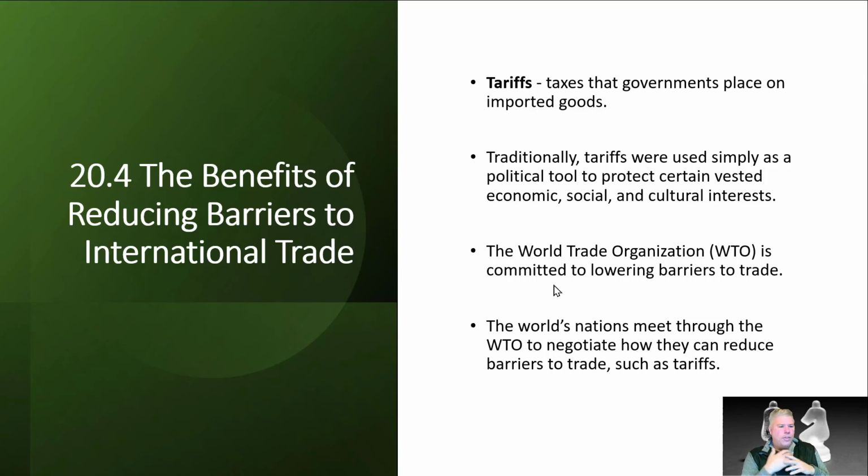The World Trade Organization, WTO, is committed to lowering barriers to trade. Again, economists tend to look at barriers to trade as a bad thing. So the world's nations meet through the WTO to negotiate how they can reduce barriers to trade, such as tariffs, to make trade easier. Because for a wealthy country like the United States or Canada or elements of the European Union, you could be reasonably self-sufficient. It doesn't mean your economy is going to be optimized, but it does mean you can stand on your own.